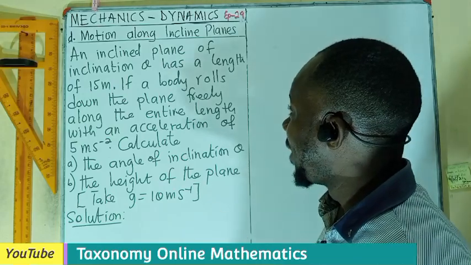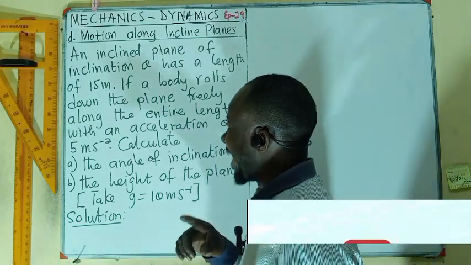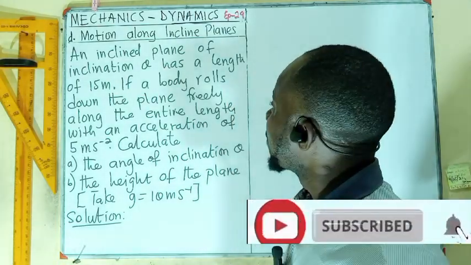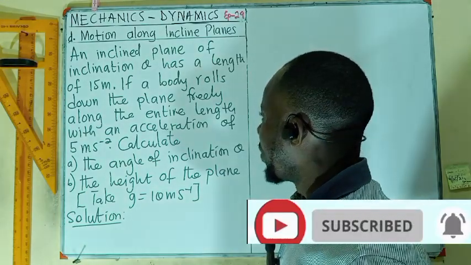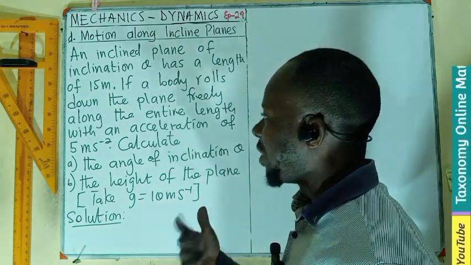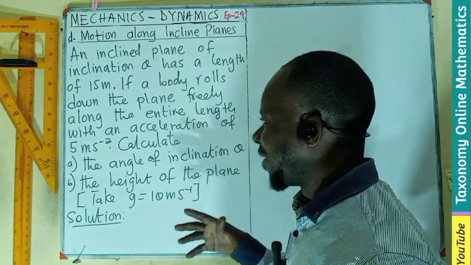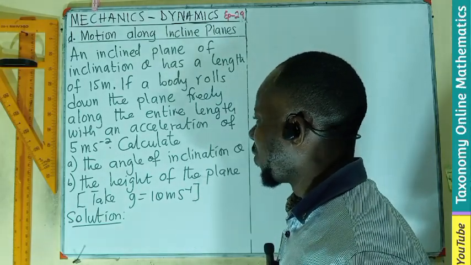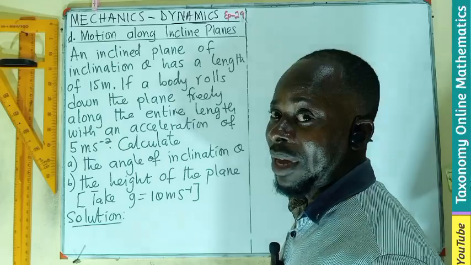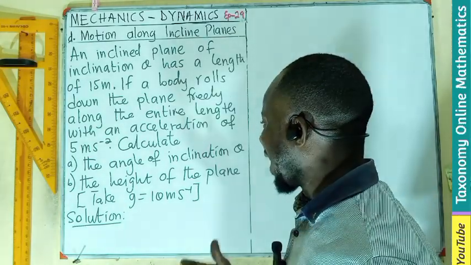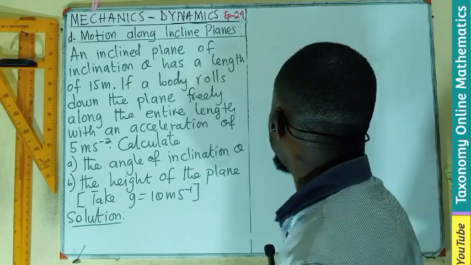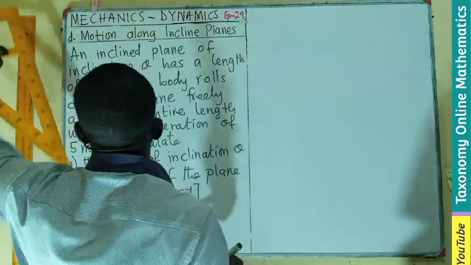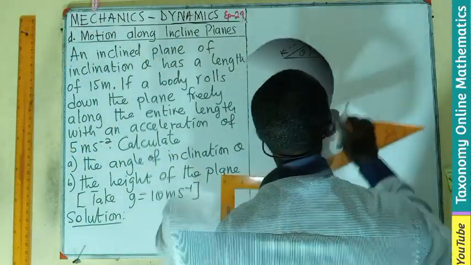So, an inclined plane of inclination theta has a length of 15 meters. If a body rolls down the plane freely along the entire length with an acceleration of 5 meters per second squared, you have to calculate the angle of inclination and the height of the plane also. Let's see if we can make a sketch of what that will look like.